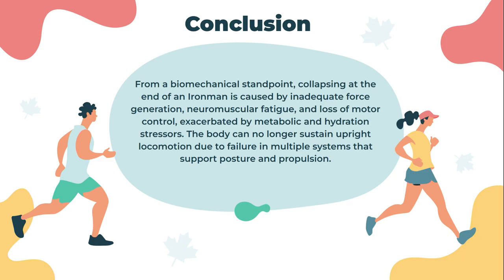In summary, collapsing at the end of an Ironman marathon results from a biomechanical system failure. Inadequate force generation, neuromuscular fatigue, depleted energy, and impaired postural control all converge under extreme endurance conditions. Understanding these mechanics can help athletes and coaches better prepare, potentially preventing injury and improving recovery.